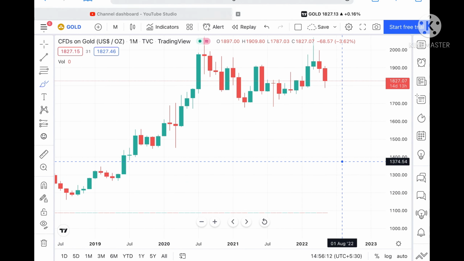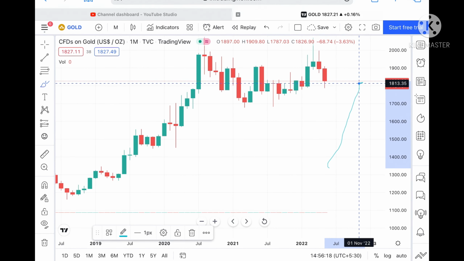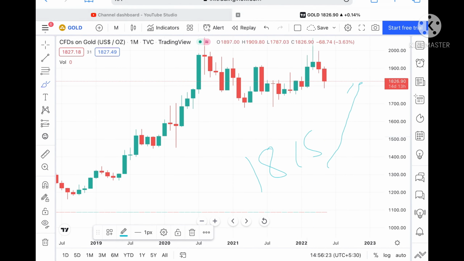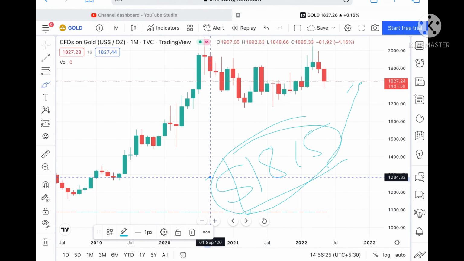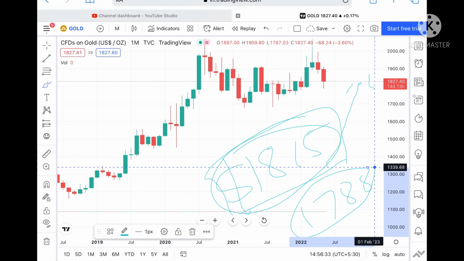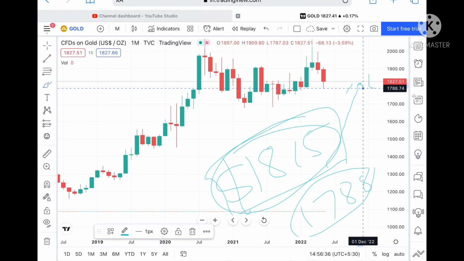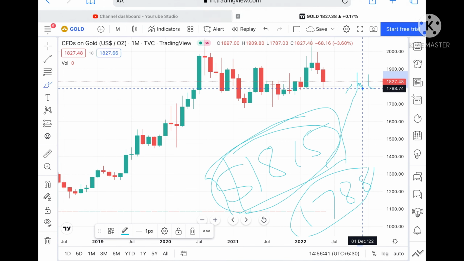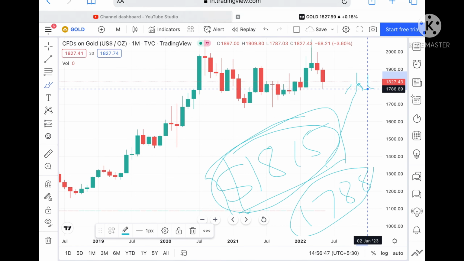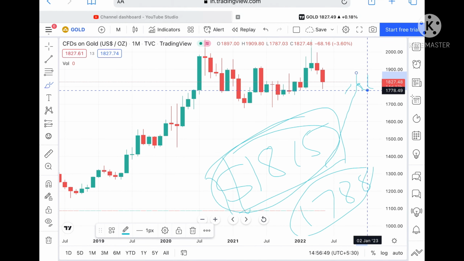But suppose the price doesn't sustain this level, we can see it can come down to a support at around 1815. Once this level breaks downside, we can see it can move further down to a level of 1788. And from there we can see it can go to a level of 1786. Once these two levels break downside, then we can see further downside towards 1786, and from there towards 1778.